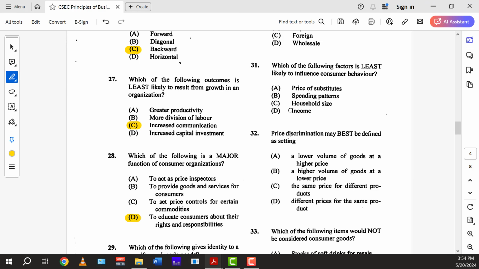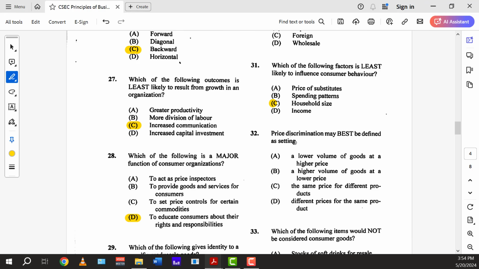31. Which of the following factors is least likely to influence consumer behavior? A, price of substitutes. B, spending patterns. C, household size. Or D, income. Now this one was an interesting one because you can see where any of them may apply, but they say least likely and they say consumer, and so we're going to go with C for this one, household size, because the price of substitute, of course, that will impact your buying one thing over the next. Spending patterns, if you normally prioritize certain things, that would impact your behavior, and of course, income.